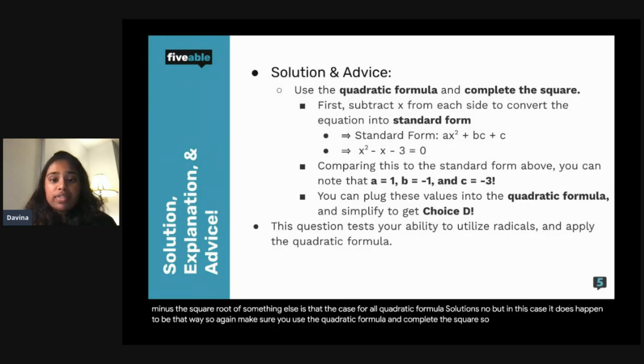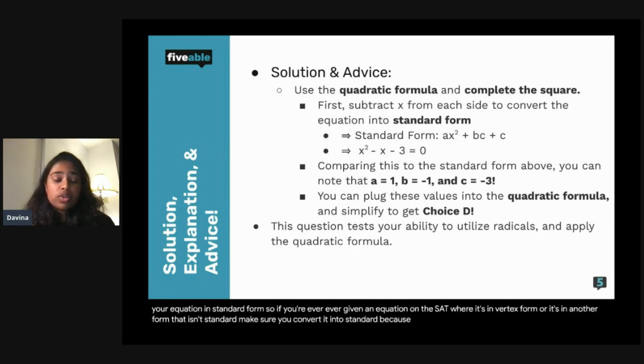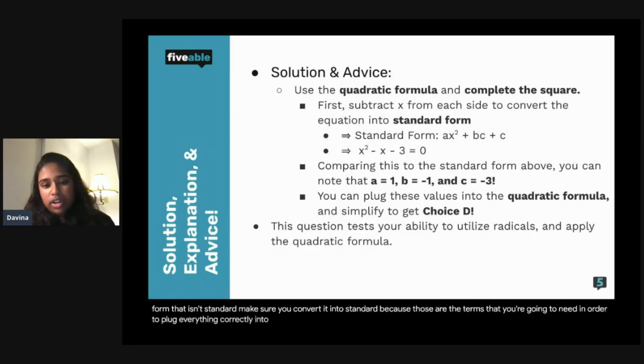So first, you have to subtract x from each side so you can convert the equation into standard form. That's how the quadratic formula works. It only works if you have your equation in standard form. So if you're ever given an equation on the SAT where it's in vertex form or another form that isn't standard, make sure you convert it into standard, because those are the terms that you're going to need in order to plug everything correctly into the quadratic formula.